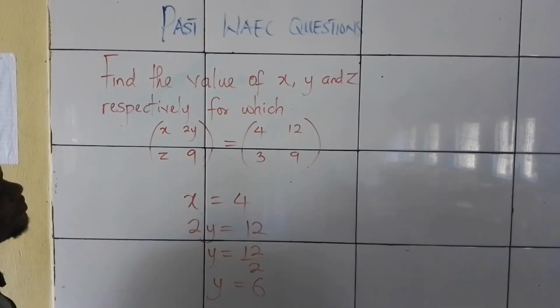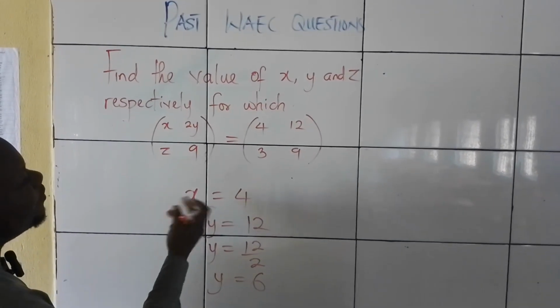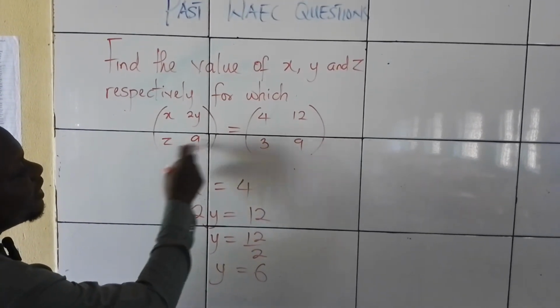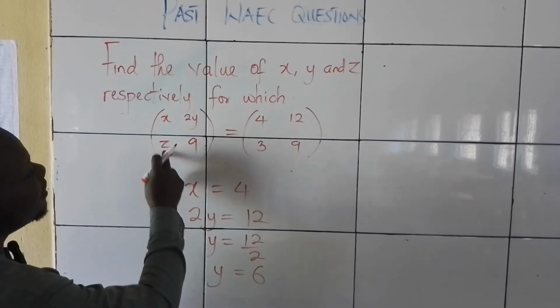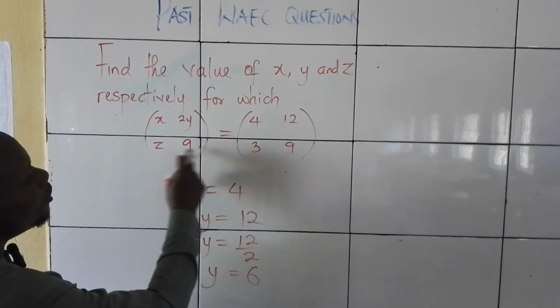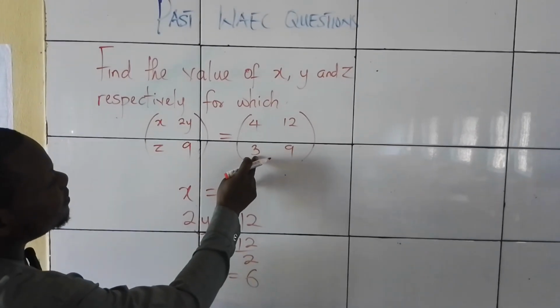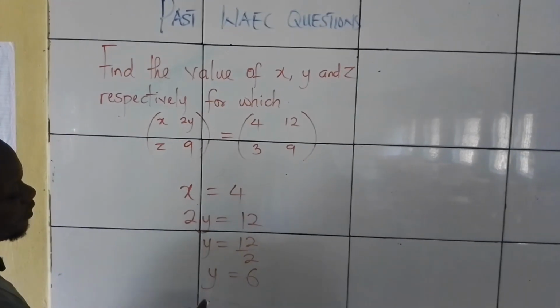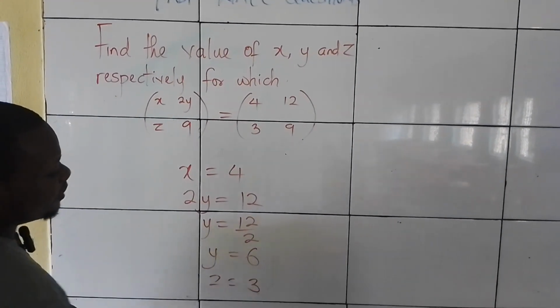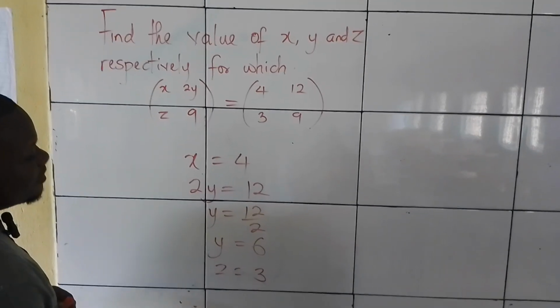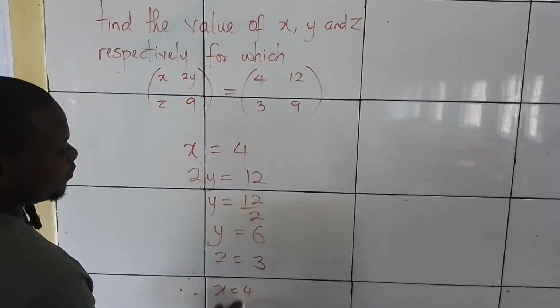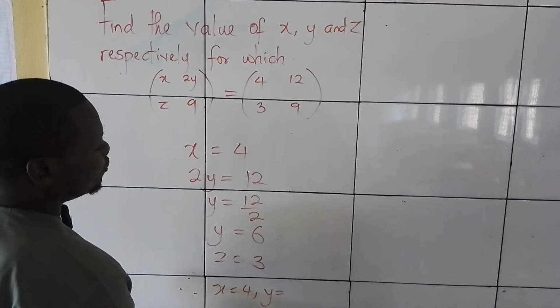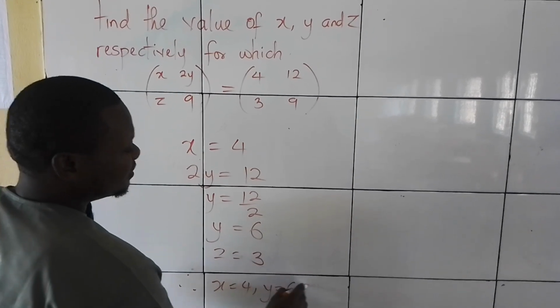So what do you think the value of z will be? The value of z will be 3, because it's element against element: the first element in the second row against the first element in the second row. So z equals 3. Therefore, our final answer is x equals 4, y equals 6, and z equals 3.